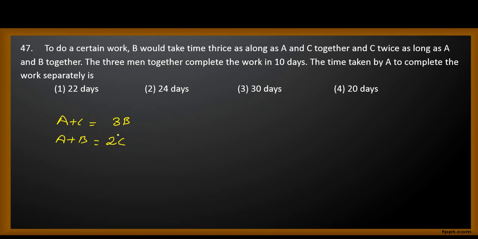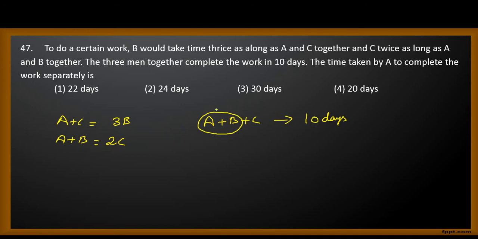Now look at the case. 3 men together can complete the work in 10 days. A, B and C together can do the work in how many days? 10 days. This is what is given. Okay. Now look at this. A, B and C together can do the work in 10 days, whereas A and B are twice as efficient as C.